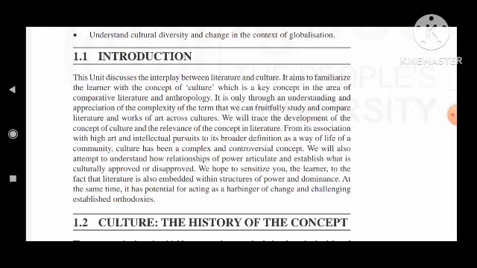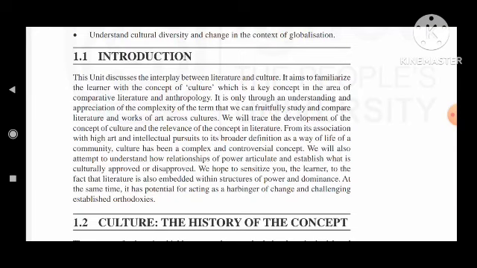This unit discusses the interplay between literature and culture. So what is literature and what is culture? It is interrelated. As a student of comparative literature, you are all well versed with literature and culture. It aims to familiarize the learner with the concept of culture, which is a key concept in the area of comparative literature and anthropology. All of you know that anthropology is the study of race or culture, and here it is the key concept in the area of comparative literature and anthropology.